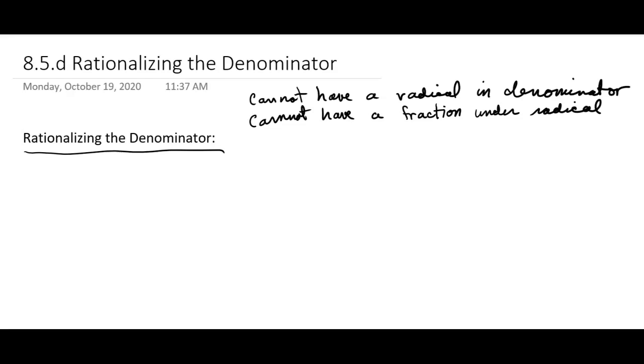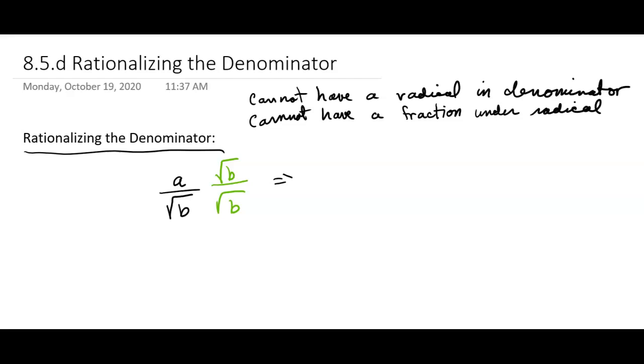So let's say you have something like a over the square root of b. Well, we can't have that. What we do, in this case, we would multiply by the square root of b. And we would do it to both the top and the bottom, because we're allowed to multiply by any non-zero expression, as long as we do it to both the numerator and the denominator. We do that when we get common denominators with fractions or rational expressions, so that's okay. But watch what happens when we do that.